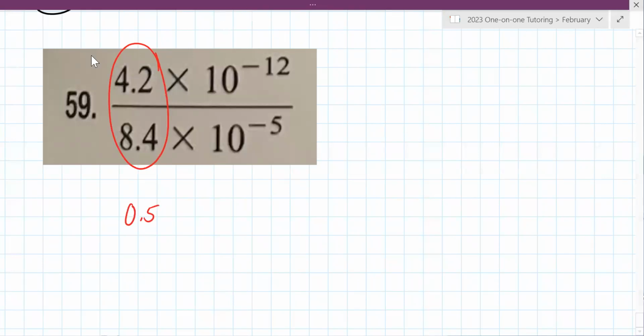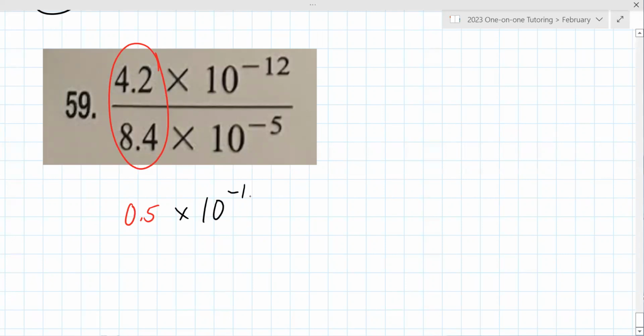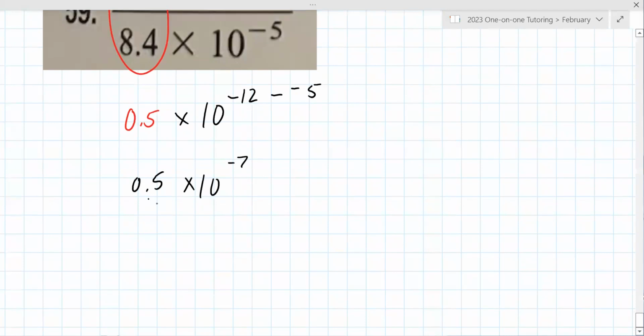Okay. And then times 10 to the minus 12 minus a minus 5, right? You have to subtract the exponent. Even if it's already negative, you subtract the negative, right? So that becomes 10 to the minus 7 power. But this is not in scientific notation, right? This is just not quite there. So we got to move that decimal to the right. 5 times 10 to the minus 1 times 10 to the minus 7. Add the exponents. 5 times 10 to the minus 8.